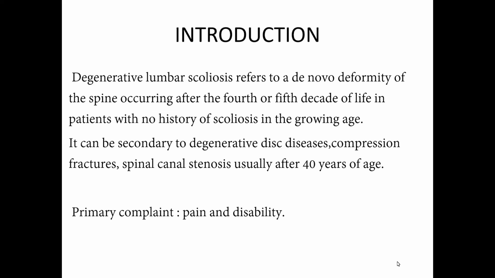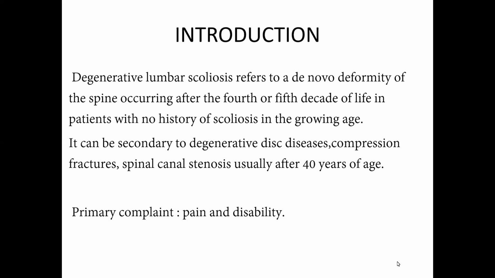Today, I'm talking about degenerative lumbar scoliosis. The word scoliosis means crooked. It's defined as lateral deviation of the normal vertical spine with a Cobb's angle of more than 10 degrees in the coronal plane. It is a three-dimensional deformity of the spine associated with structural alteration of vertebrae.